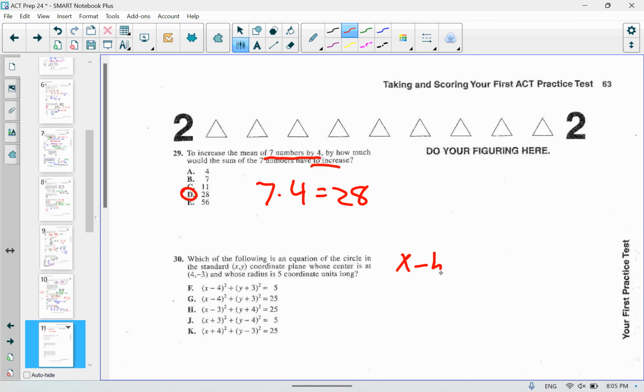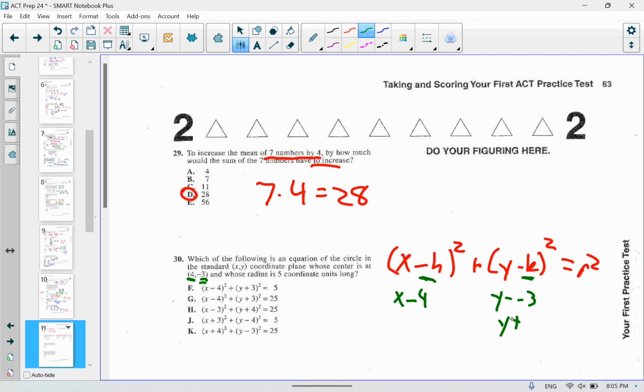Equation of a circle is x minus h quantity squared plus y minus k quantity squared equals my radius squared. So you can see that both these are supposed to be a minus. So because the 4 is a positive, I should be getting x minus 4. But because the negative 3 is negative, I would get y minus negative 3, in this case y plus 3. So my answer would have to be G, because I would also have to do 5 squared being 25, because again, it's radius squared for a circle.